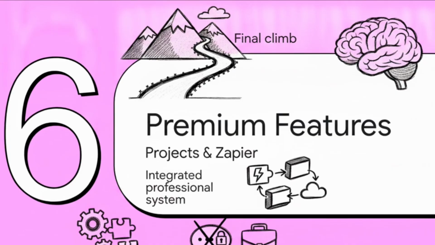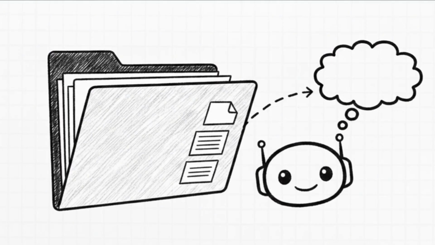Finally, Section 6, Premium Power User Features, Projects, Zapier, and Memory. All right, first up in the premium tier is the Projects feature. So a standard chat forgets your context when you start a new conversation, right? But with projects, you create a persistent workspace.